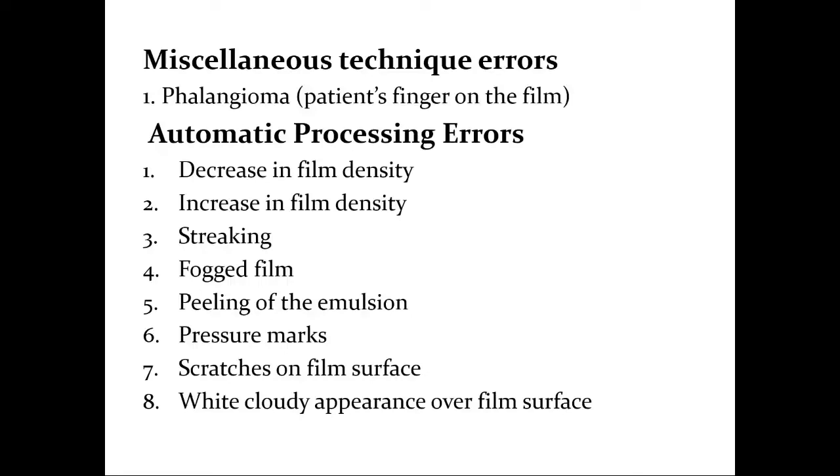And what next is the automatic processing errors. In that, again, there is a decrease in the film density, an increase in the film density, streaking, fogging, peeling of the emulsion, and sometimes pressure marks are seen. Also there may be a white cloudy appearance observed, and scratches on the X-ray film surface itself. All these you can read about from Freni Karjodkar itself under the chapter on faulty radiographs.